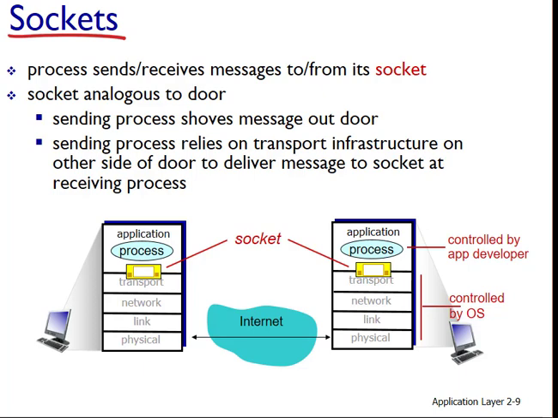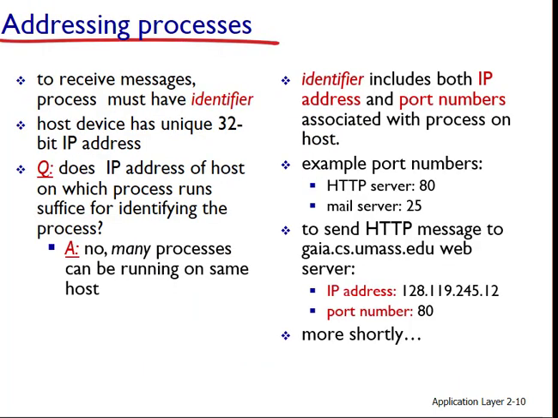The only control that the application developer has on the transport layer side is the choice of the transport protocol that he wants to use, either TCP or UDP, and perhaps the ability to fix a few transport layer parameters such as the maximum buffer size and the maximum segment size. Once the application developer chooses a transport protocol, the application is built using the transport layer services provided by that protocol.